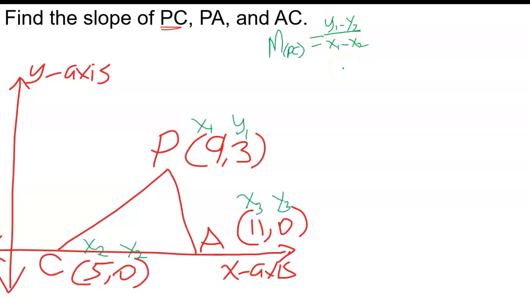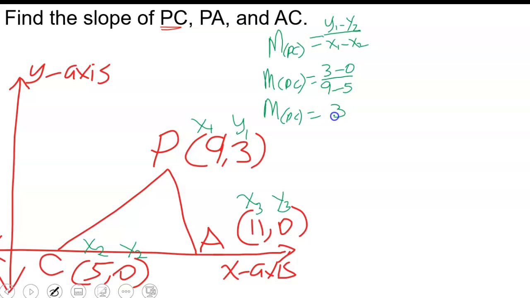So this is going to be the slope of PC. 3 is Y1, and 0 is Y2, and 9 is X1, and 5 is X2. So the slope of PC, subtract the top, and then 9 minus 5 is 4. So it's going to be 3/4. The slope of PC is 3/4.